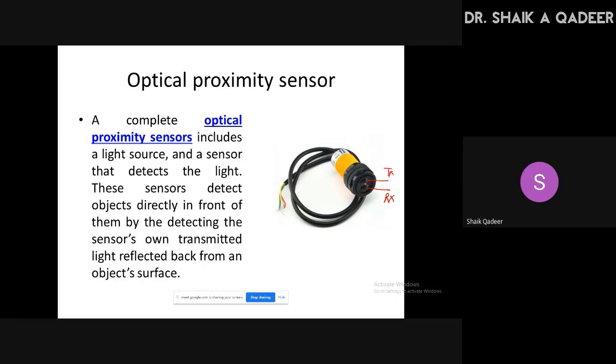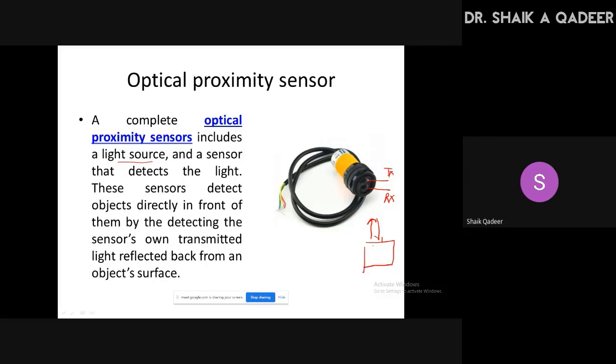Are you able to observe this thing? One of these is used to transmit light, another is used to receive light. As I already told you, suppose there is an object available over here, the light transmitted will fall on this object. If it is available, it is reflected back, and that reflection is sensed by the receiving part. So a complete optical proximity sensor includes a light source, as I already told you, and a light detector.